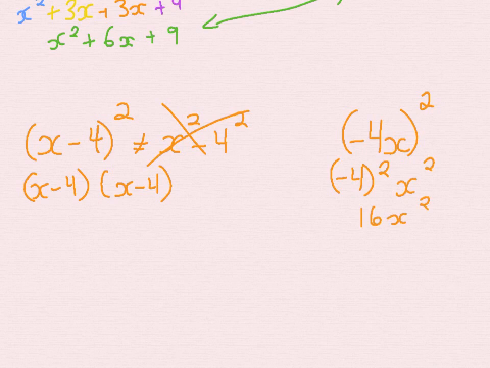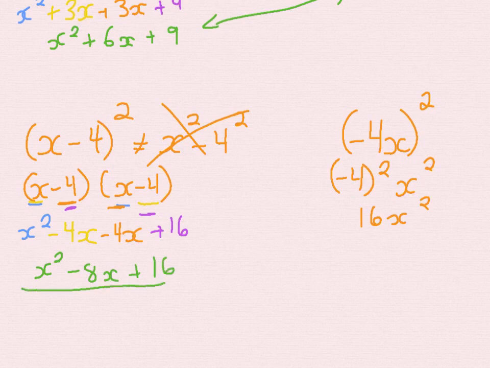And again, just for fun, let's FOIL out these 2 polynomials here. So if we FOIL out this polynomial here, we have our firsts, so x squared. Our outers, so x times negative 4 is negative 4x. Our inners, so negative 4 times x is again negative 4x. And our lasts, which is negative 4 times negative 4, which is a positive 16. And finally, we add our like terms, x squared. The only like terms are in the middle, so minus 8x plus 16. And that is our answer.